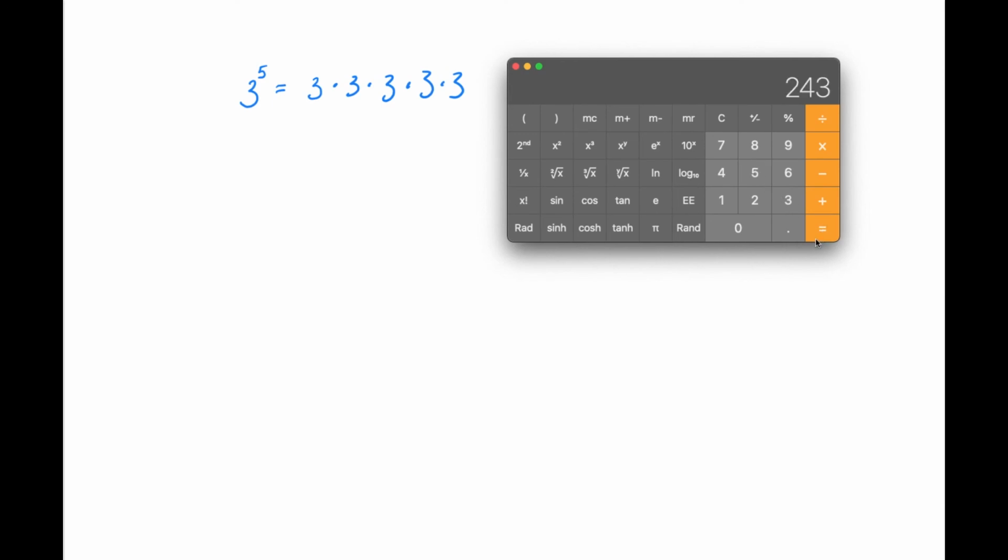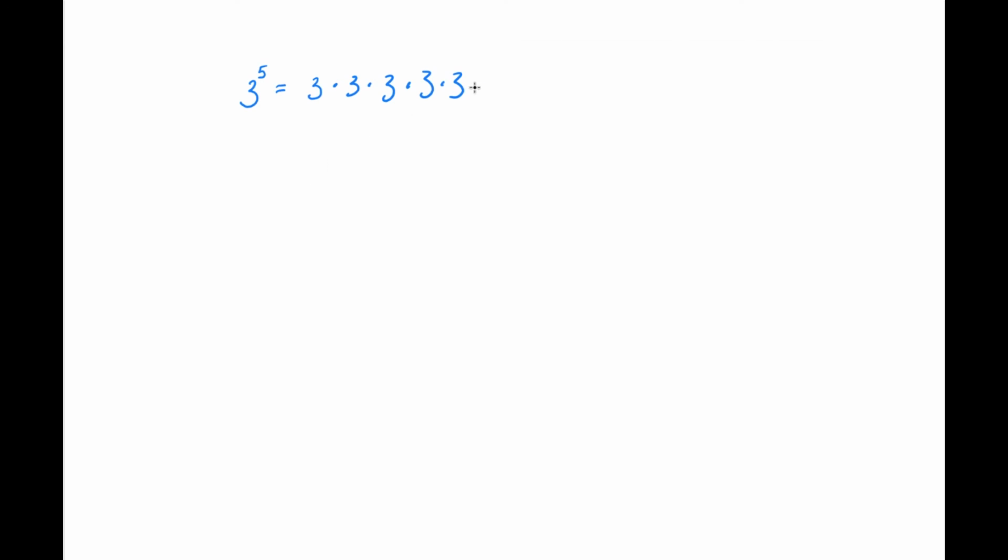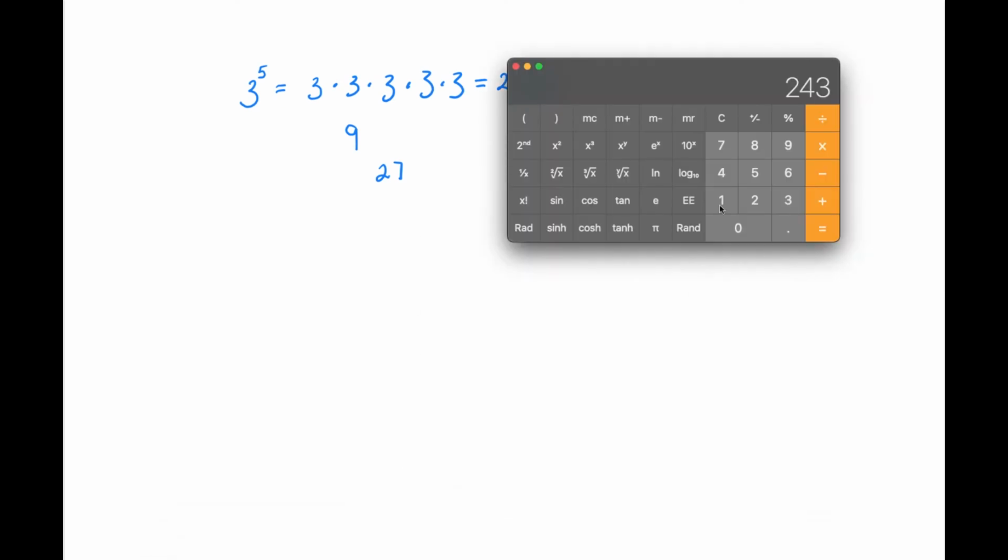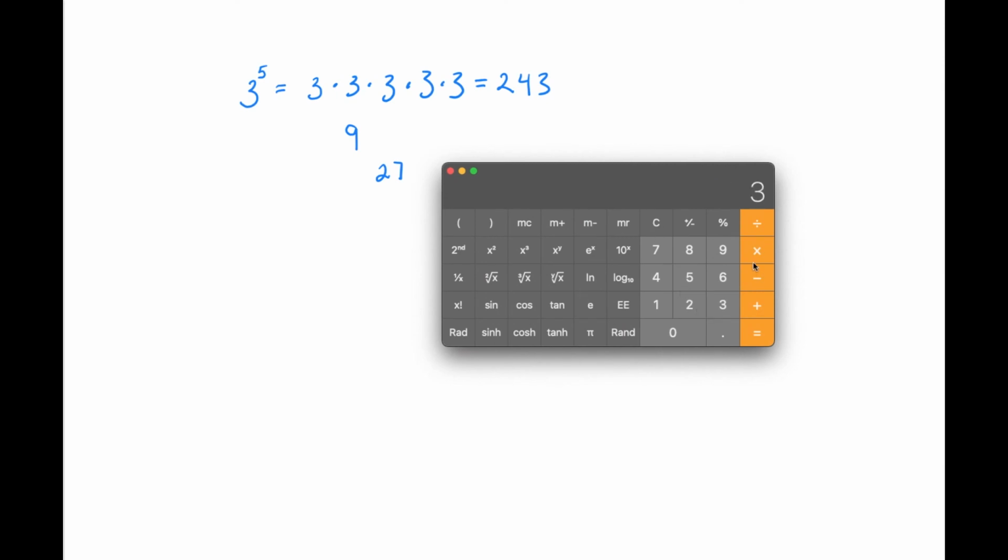And it gives you the answer of 243. So let's check it and see, right? 3 times 3 is 9. 9 times 3, that's 27. 27 times 3. Oh goodness, that's a big number. I can't do that in my head. I need this. Let's do it here. All right, so we had 3 times 3 was 9. Times 3 is 27. Times 3 is 81. Times 3, 243.